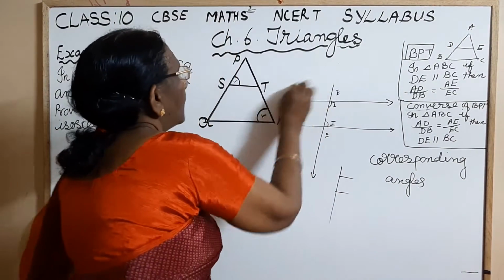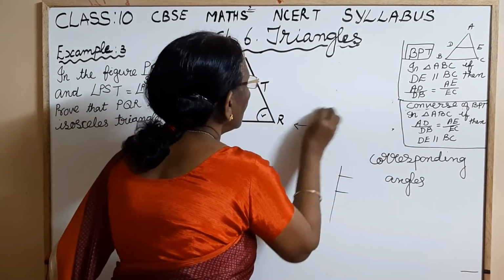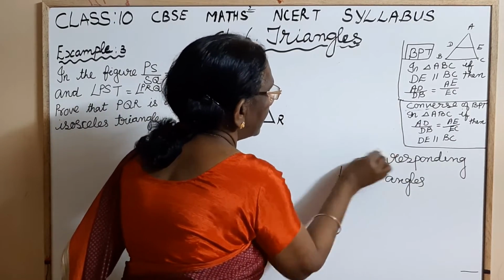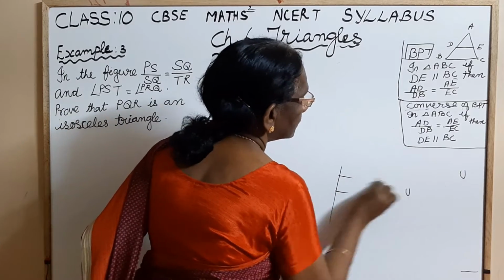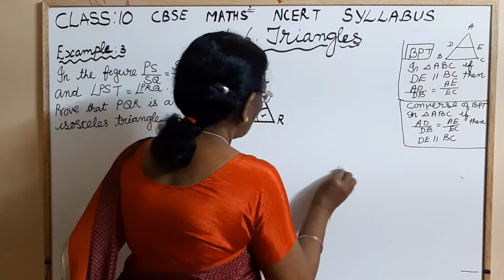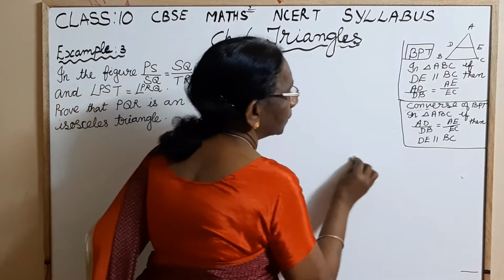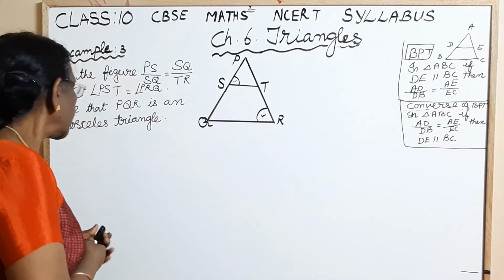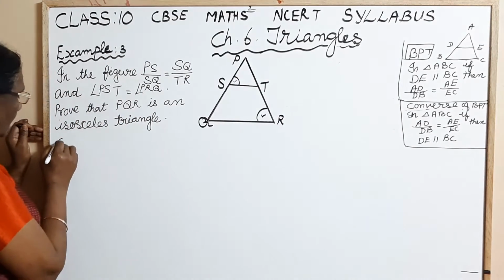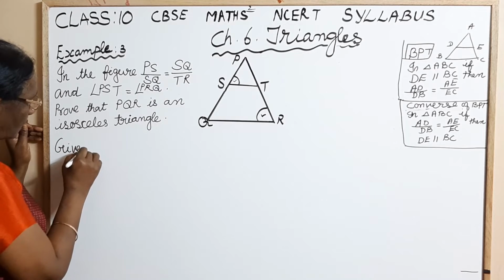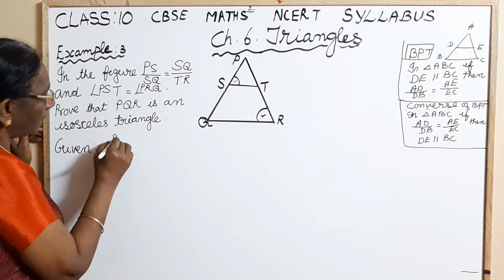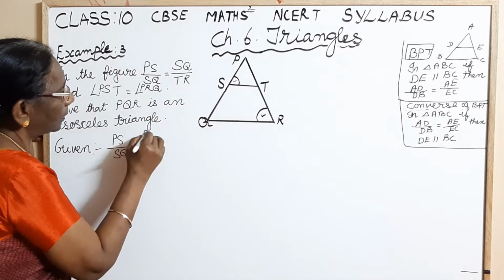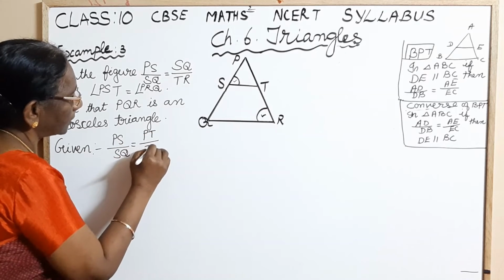First let us write what is given. What is given, children? Given is the 2 ratios are equal. What are the 2 ratios? That is PS by SQ is equal to PT by TR. So let us write given: PS by SQ is equal to PT by TR.